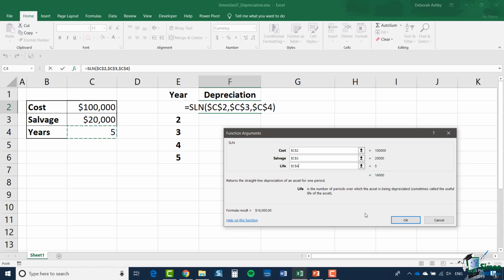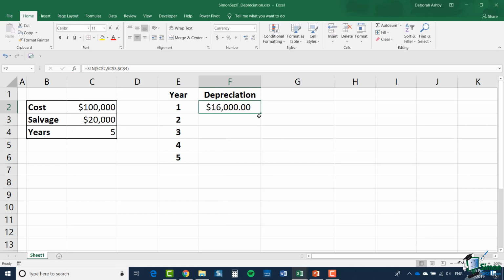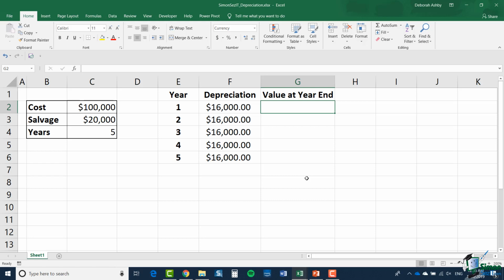Now note, one important thing here is that because this is straight line depreciation, it's going to be the same amount of depreciation for each of those 5 years. So if I was to fill down, you can see that it's the same. So let's now calculate the value at each of those 5 year ends.